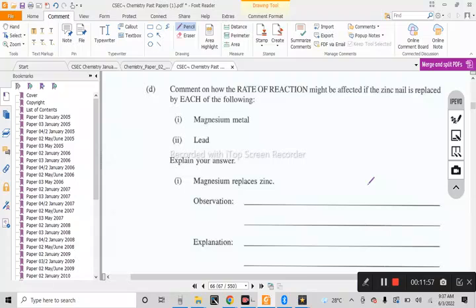Now, if you use magnesium metal instead of the zinc, would the reaction be faster? Would the reaction be slower? Why? Excellent. Because magnesium is higher in the reactivity series than zinc. Zinc is 2 places down, right? So with magnesium, the reaction rate would be faster. Would I see anything?